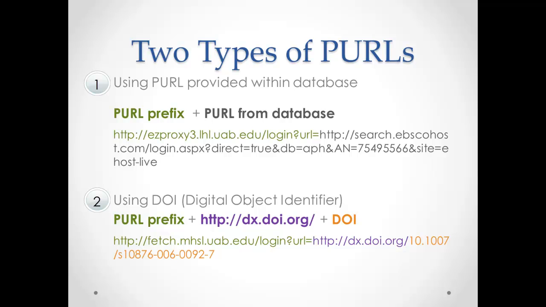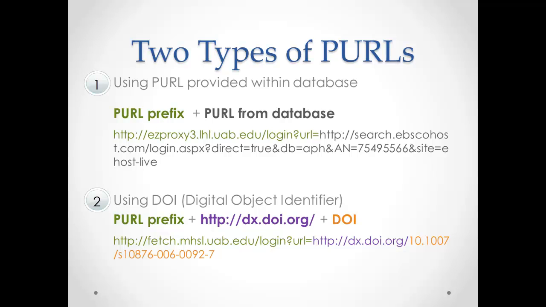The second kind of PURL is constructed using a DOI, or Digital Object Identifier, for the given item you want to link to. Note that this type of PURL requires three pieces of information. DOIs can often be found in the database citation or on the full-text document itself.